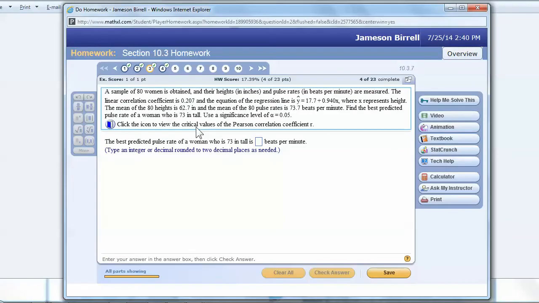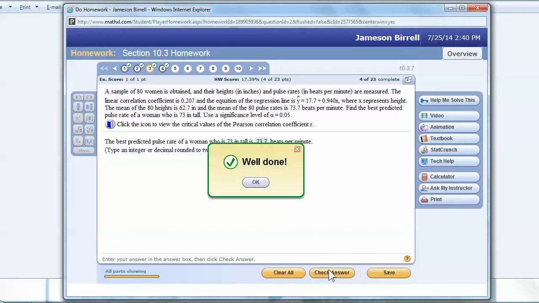All right, so I'm going to take y bar. Did they give it to me? They had to have, because they didn't give me the actual data. So the mean of 80 heights is blah. The mean of 80 pulse rates, that's what we want, because what we're trying to predict is the pulse rate, right? Is 73.7. So 73.7 would be our best possible point estimate. It's just the mean of the y values.